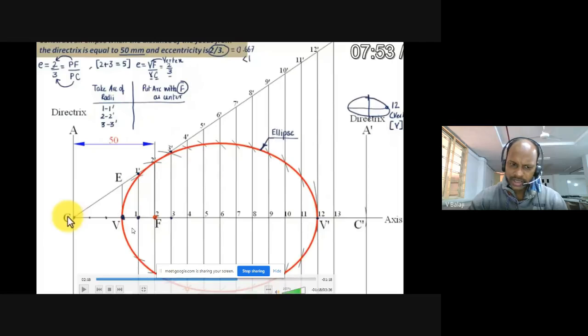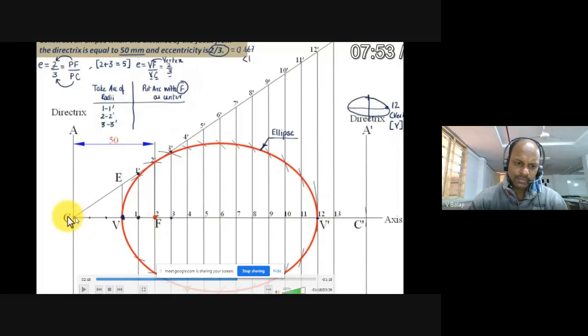And this is the initial point, which is on the axis, the vertex 1, and this is the vertex 2, or I can call them V and V dash. So V and V dash is nothing but the major axis. And exactly at the center of the major axis, if you draw one vertical line, that is the minor axis.